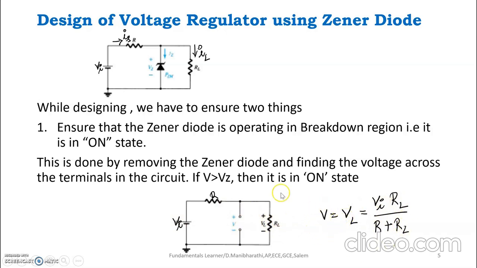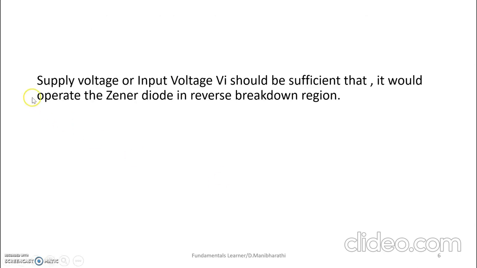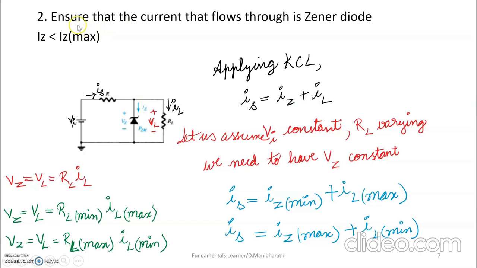Okay, if this voltage is greater than the VZ, I can say it is operating in the reverse breakdown region or my Zener diode is on. That is, supply voltage or input voltage should be sufficient that it should operate the Zener diode in the reverse breakdown region. This you have to check. Second thing, the current flowing through the Zener diode should be less than the IZ maximum. Okay, because I have said in the VI characteristic, the current should be less than the maximum current.